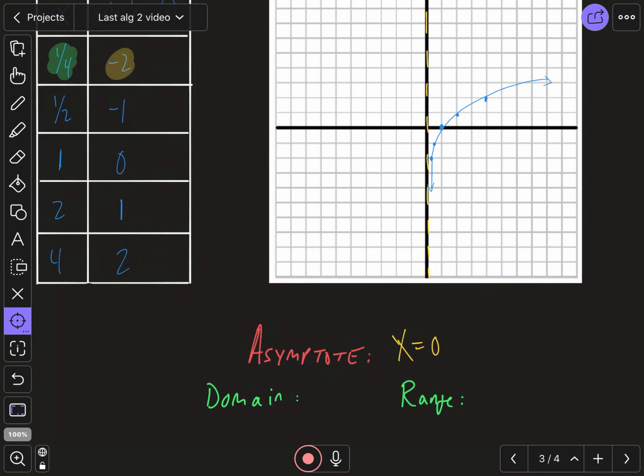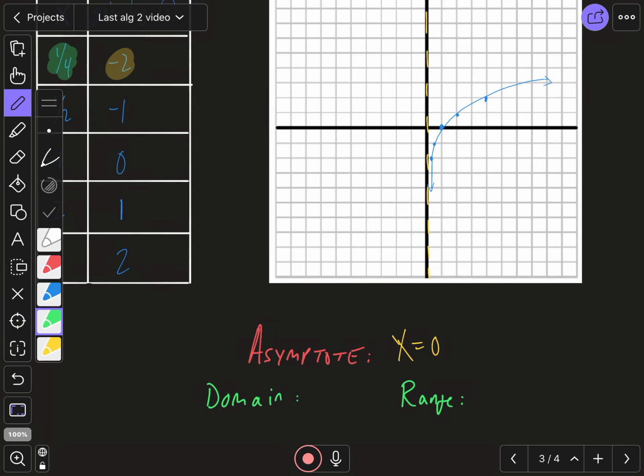So remember, domain is those x values. So we look at our left side first, and we move along, and we see that we don't hit the graph until it's just past 0, and then it goes right forever. What we noticed about all of those x values that we were using is that they're getting closer and closer to 0, but they're always going to be bigger than 0, and they're never going to reach 0. So our domain is that x is greater than 0.